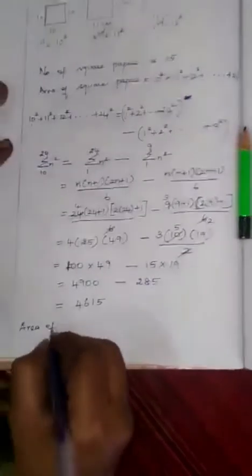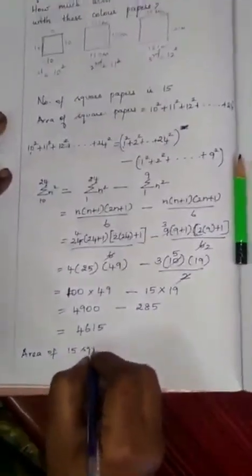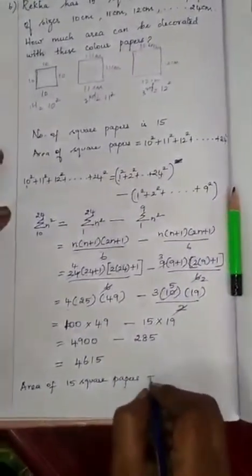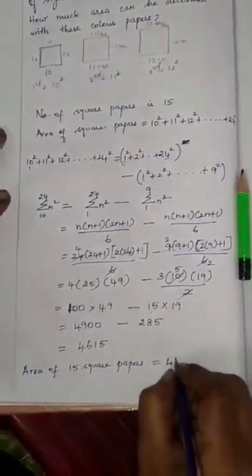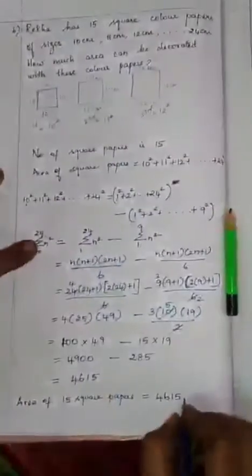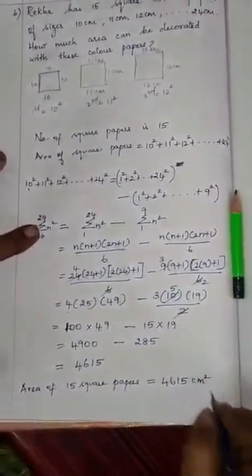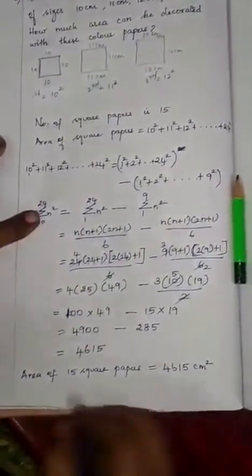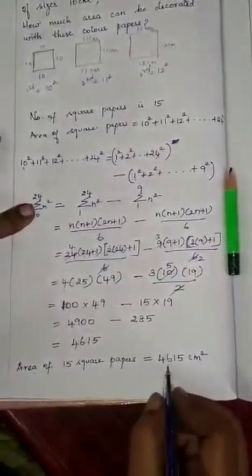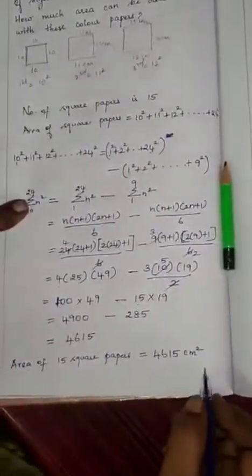Area of 15 square papers is equal to 4615. What is the unit given? Centimeter square. At last you have to write the answer in this sentence like this. Area of 15 square papers is equal to 4615 centimeters square.